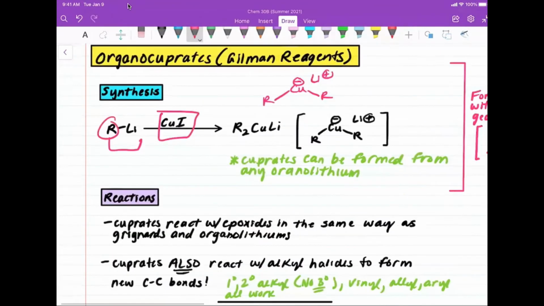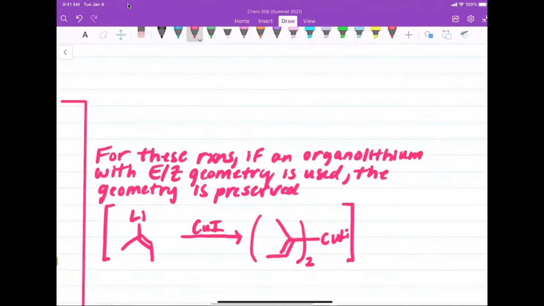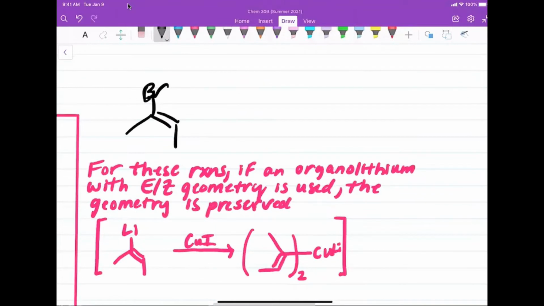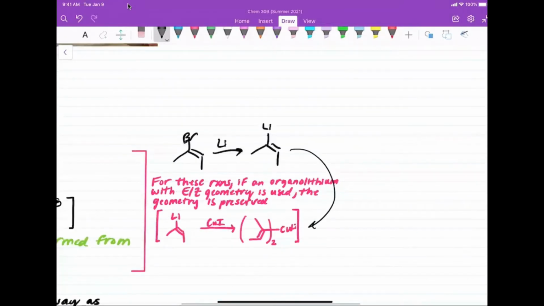Let's see. Okay, geometry here, let me go ahead and address this. For these reactions, if you start with an organolithium with a particular E/Z geometry on it, that's going to be preserved when you make the cuprate. So if you think about it like this, if we started from this alkyl halide, remember that when we make the organometallic, the geometry is preserved. So if I react this with lithium, I get this. And now if I react the lithium to form a cuprate, I now preserve that geometry yet again. And so it translates the whole way through from the alkyl halide to the organolithium to the cuprate. And then whatever this cuprate is transferred onto, it maintains that geometry there. So once you have that geometry, it's going to translate the whole way through your reaction sequence, even down to when the cuprate itself reacts.